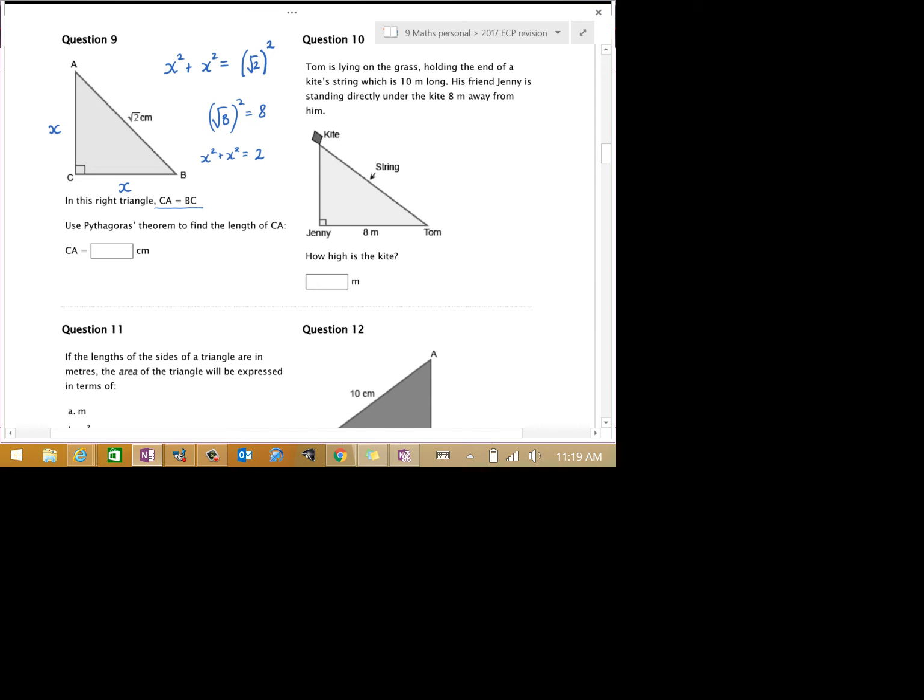Now, how many x squareds do I have? I have 2 of them. So it's 2x squared. I'm collecting like terms. And then what do I have to do? I'm solving for x. So first of all, I divide both sides by 2.